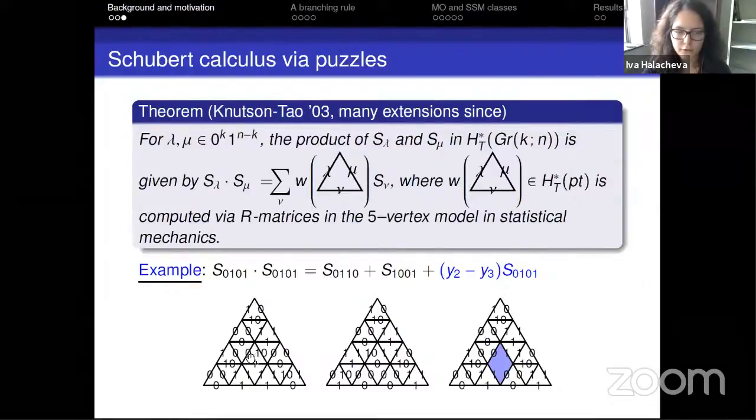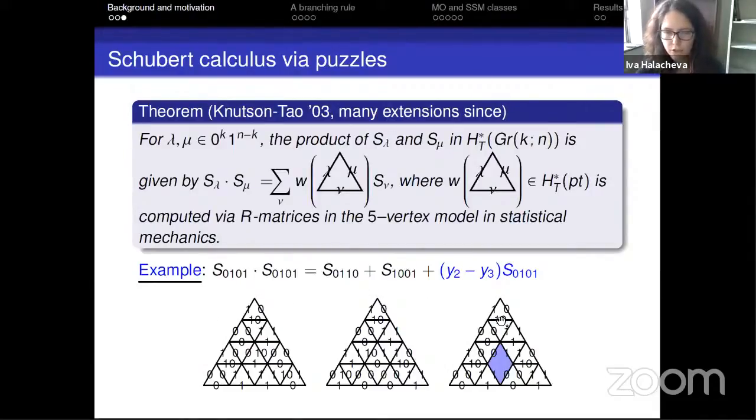And you can see that the first puzzle corresponds to the first class, the second puzzle corresponds to the second class, and the third puzzle, which has this blue or equivariant piece, gives us the coefficient here. And all the coefficients should be living in equivariant cohomology of a point. There might be more than one puzzle adding up to each of the coefficients, but in this example, we only have one for each. Okay, so this is the classical problem, addressed using puzzles, of multiplying Schubert classes.